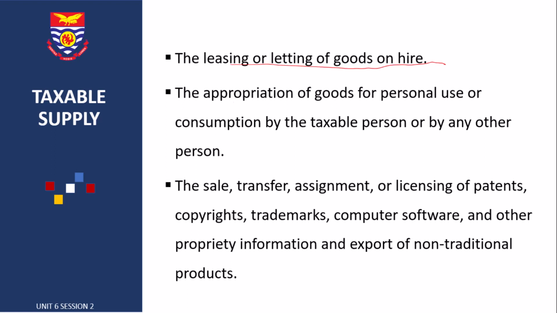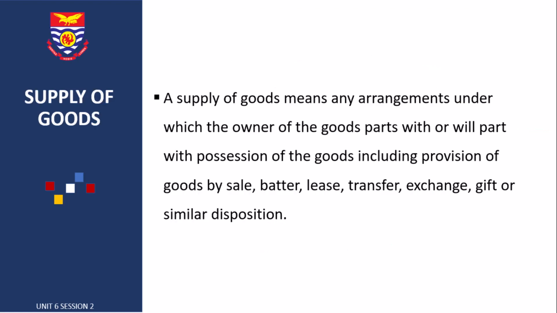Another taxable supply is the appropriation of goods for personal use or consumption by the taxable person or by any other person. We also have the sale, transfer, assignment or licensing of patents, copyright, trademarks, computer software, and other proprietary information, and export of non-traditional products.